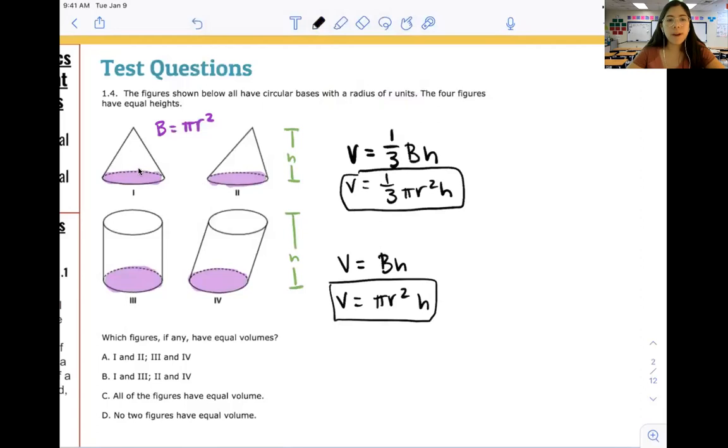But what about 1 and 2? Will 1 and 2 have the same area? Yeah, why? Or volume, not area. Cavalieri's principle. So 1 is going to be equal to 2 because of Cavalieri's principle. See, even I struggle with this. Cavalieri.